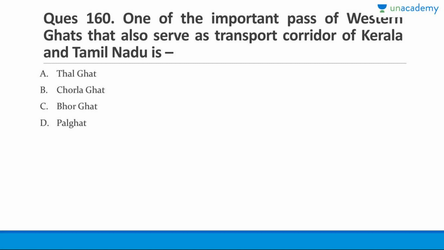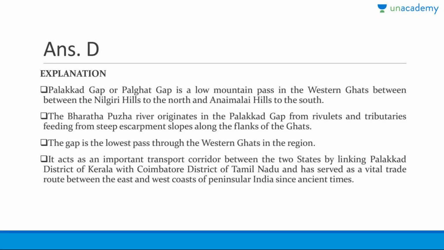Question 160. One of the important parts of Western Ghats that also serve as transport corridor of Kerala and Tamil Nadu is Pal Ghat, or it's also called as Palakkad Gap. Answer is D. So Palakkad Gap or Palghat is a low mountain pass in Western Ghats between the Nilgiri Hills to the north and Annamalai Hills to the south.